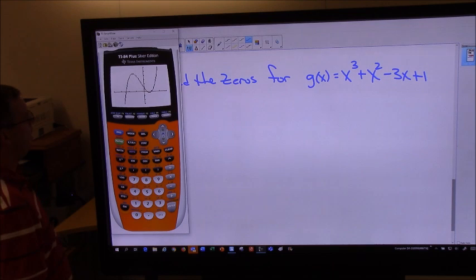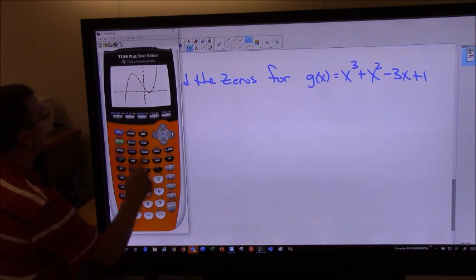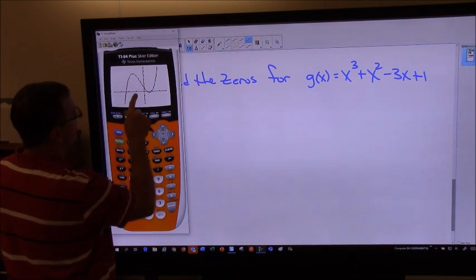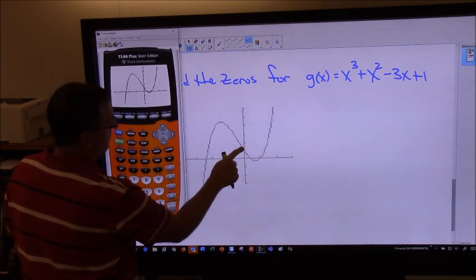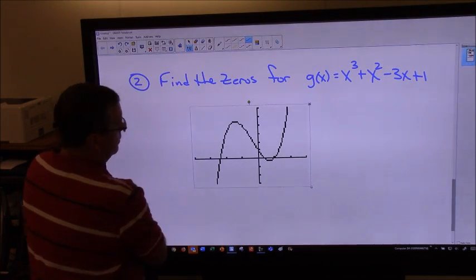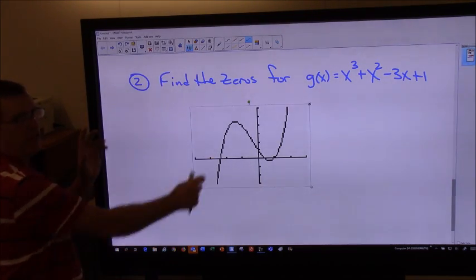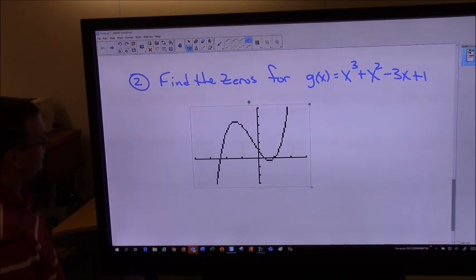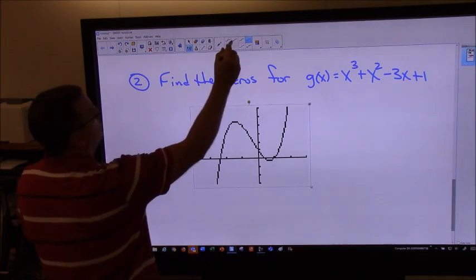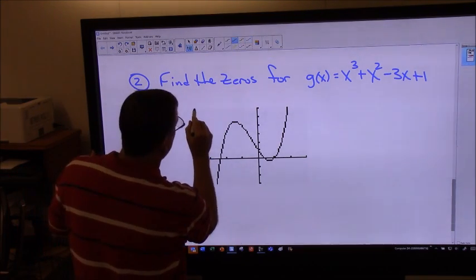So I now have a complete graph, and I can find the zeros for this. Let me drag this down. It'd be so cool if you guys could just do that on your homework paper. And so this is my calculator window.